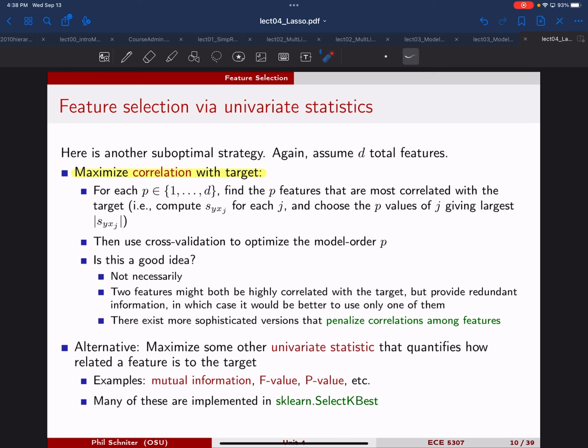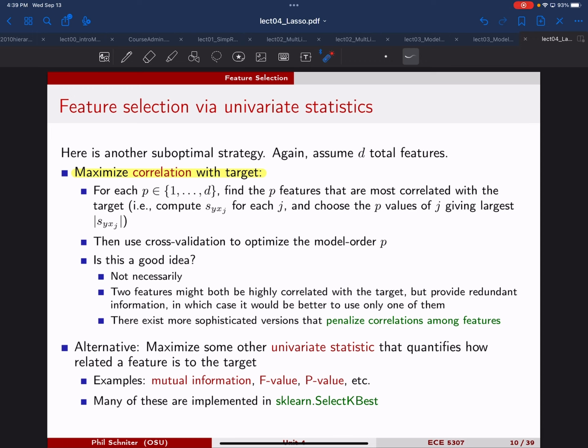Okay, so there's a variation on this too, where maybe you say, I don't like correlation because correlation is not really the best descriptor of the relationship between two random variables. Maybe I should use something like mutual information or F values or P values. Now, if you don't know what any of these things are, that's absolutely fine. They're just other ways that you can try to measure the relationships between two different random variables.